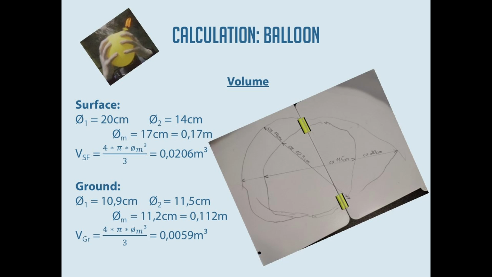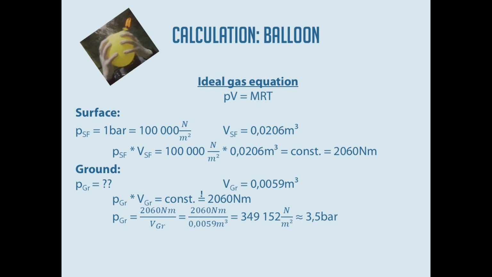The diameters were 10.9 centimeters and 11.5 centimeters, so the average was 11.2 centimeters. And there we got the volume from the bottom, and as expected, it was much smaller. And with all this knowledge, we now go into the ideal gas equation.